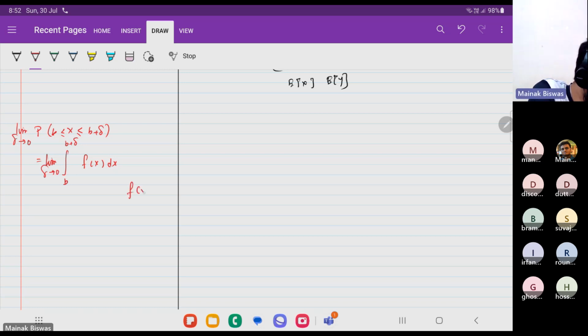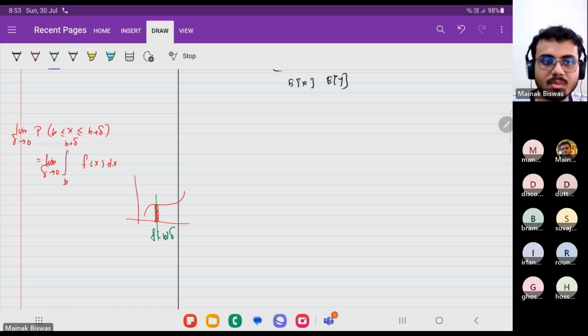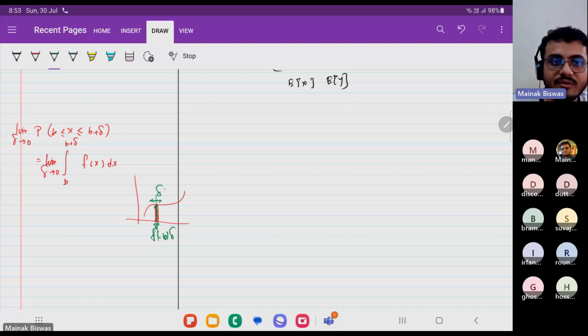Do you agree f of x plus delta? So if you have something like this, it is very small. So this area you can simply write as f of b into delta. Yes or no? If this is very small, what will this area be? This is your delta, this increment, and the height of the rectangle is f of b, right? So you will get f of b into delta.